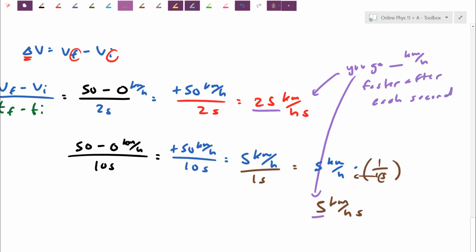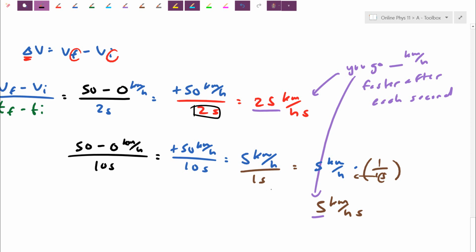So for example, for the first one, it only took you 2 seconds and you're already up to 50 kilometers per hour. After 1 second, you're 25 faster. After 2 seconds, then you're 50. That makes sense. What if the other one here has a smaller acceleration? It's only 5. So after every second, you're only 5 faster than you were to begin with. After 1 second, you're at 5. After 2 seconds, you're at 10. It's going to take you 10 seconds before you get up to 50.